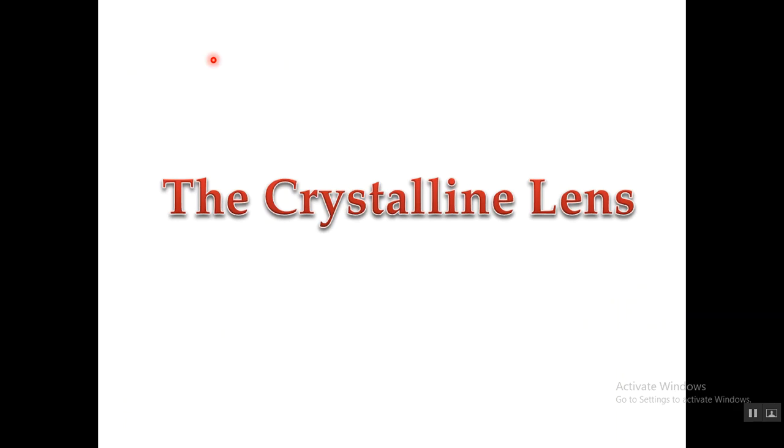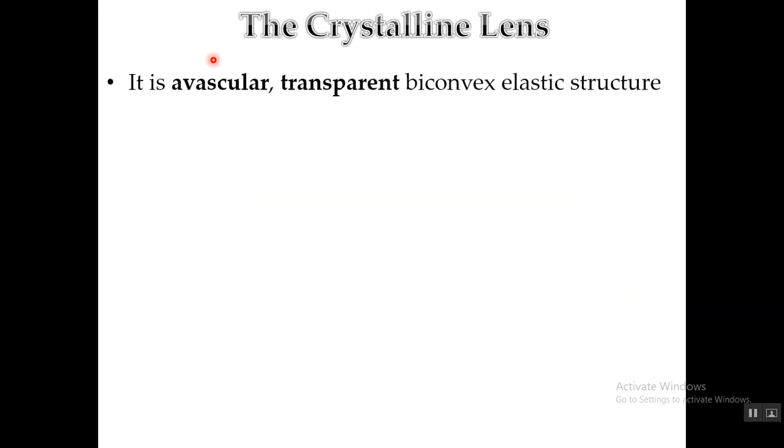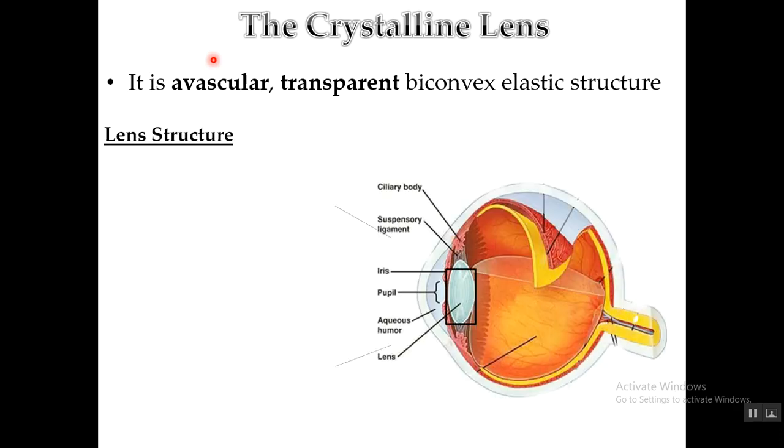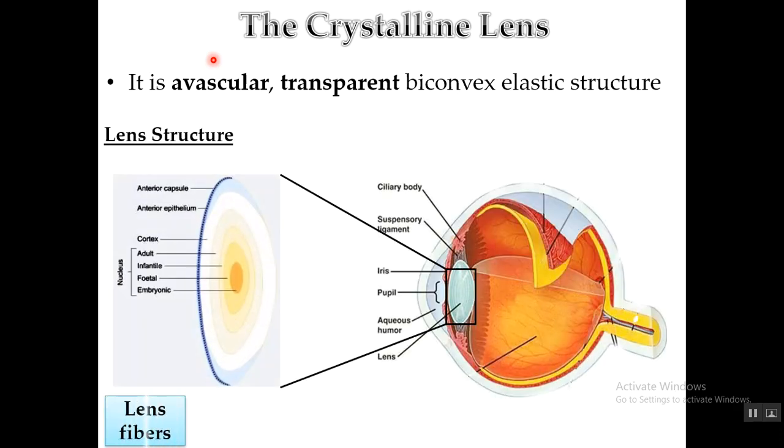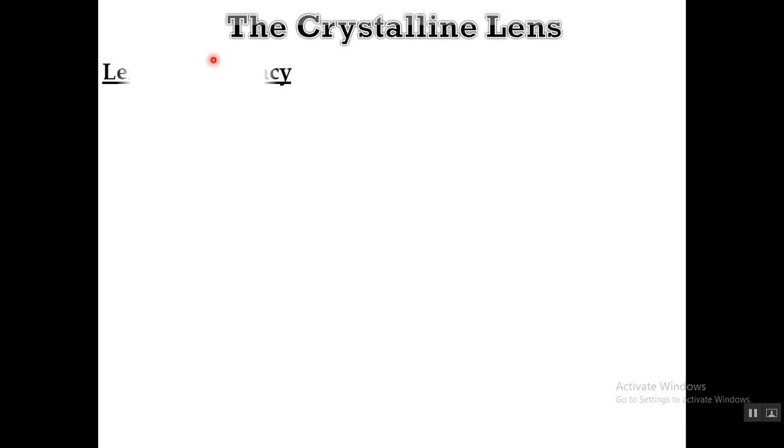This is the crystalline lens, or the lens. You know, it is avascular, with no blood vessels. It is an avascular, transparent, biconvex, elastic lens, as we can see here, consisting of lens fibers and capsule.